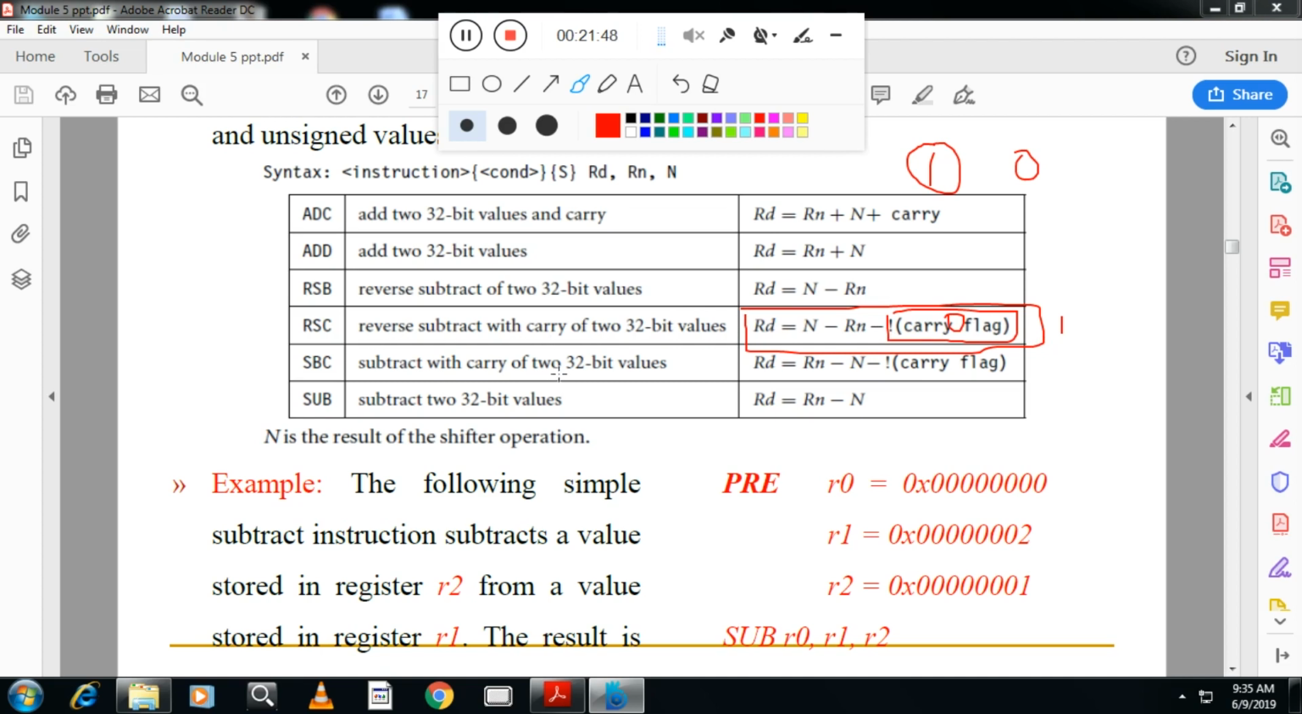Similarly, subtract with carry is Rn minus n, minus invert of carry flag, because in subtraction carry flag becomes 0. During the subtraction, when borrow is there, carry flag becomes 0 in ARM. So if you use the same 0, no effect. That's why you have to invert it here in SBC. But in addition, you can see Rn plus n plus carry. These are the important arithmetic instructions you studied here.